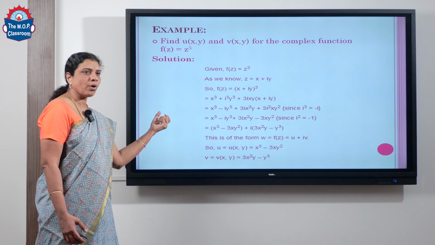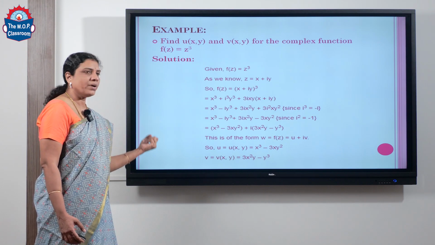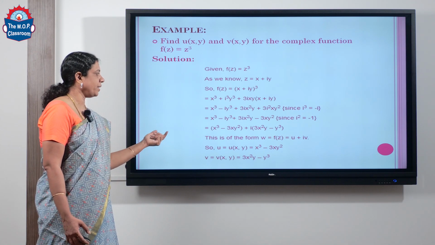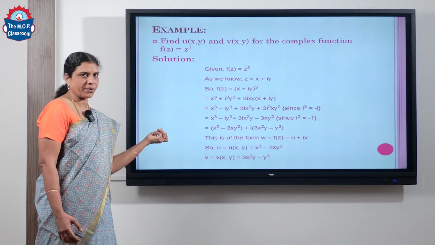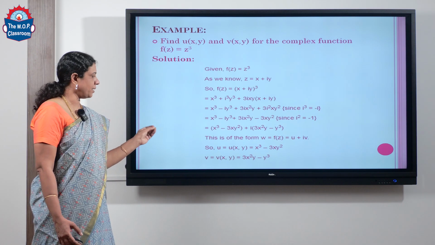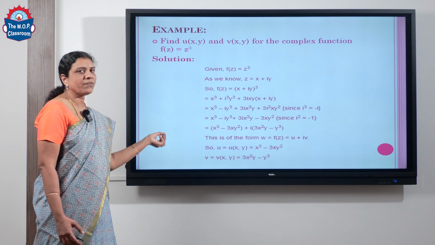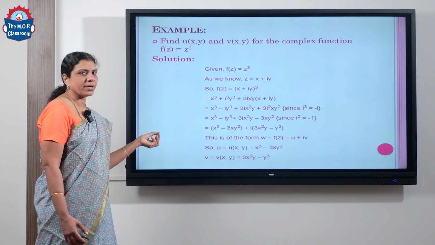So this is of the form w equals f of z equals u plus iv, where u equals x cube minus 3xy squared and v is a function of x comma y. So u means u of x comma y. U is also represented in terms of x and y, and similarly v is also represented in terms of x and y. So v of x comma y equals 3x squared y minus y cube.